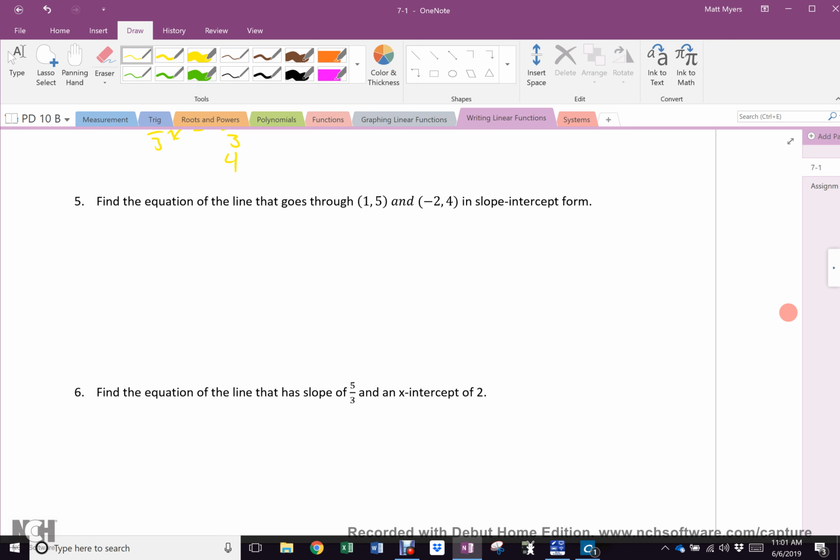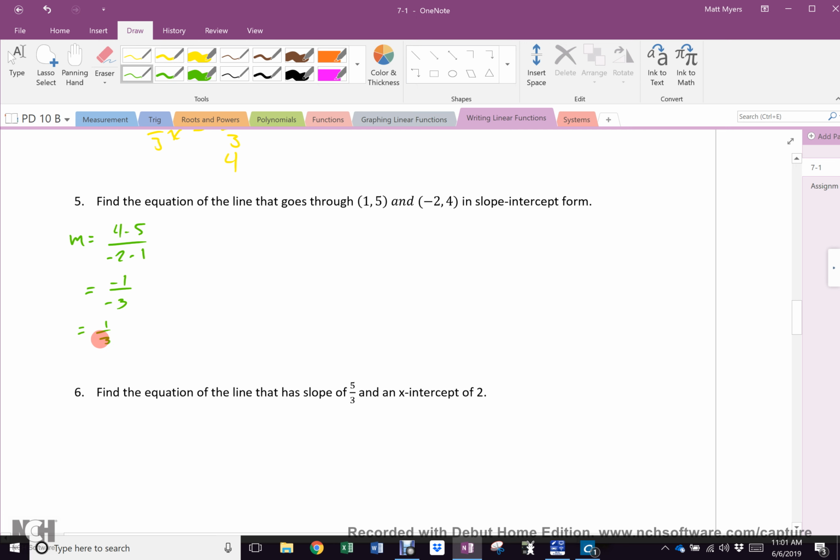What are we doing here? Give me one option I could use. I could go to point slope form right away, couldn't I? Right away, or do I have to do something else? I got to find a slope first. Okay, so let's do what Anu suggests. Let's find our slope. What's our slope? 4 minus 5 over negative 2 minus 1, which is negative 1 over negative 3, which is 1/3.